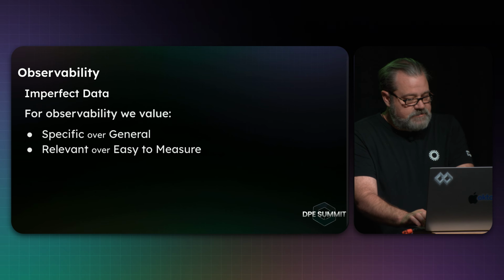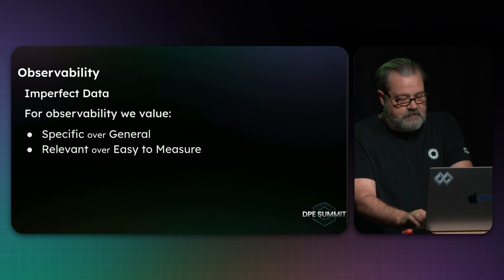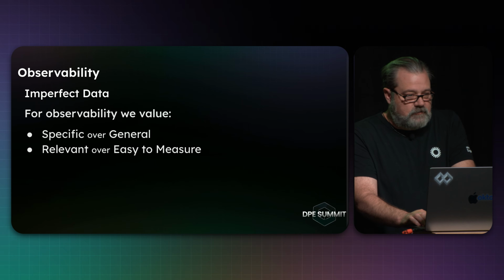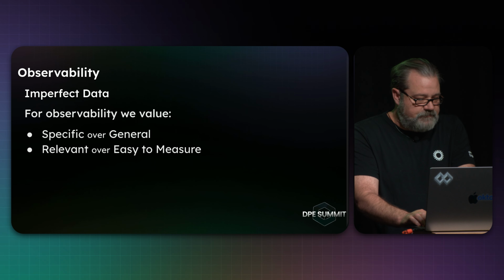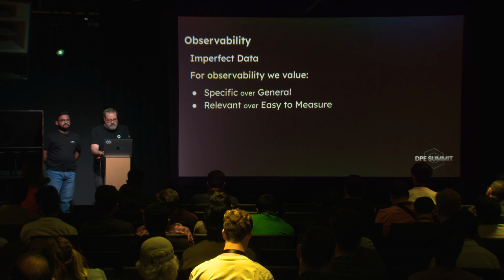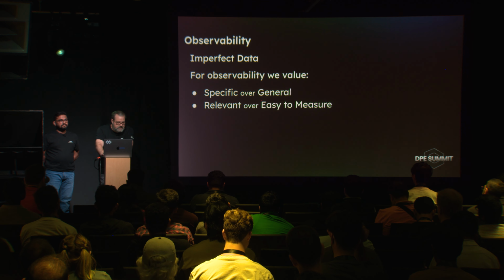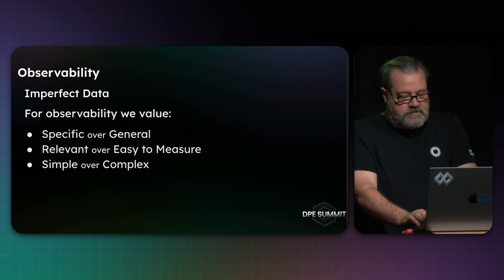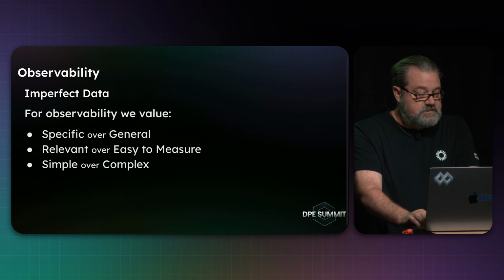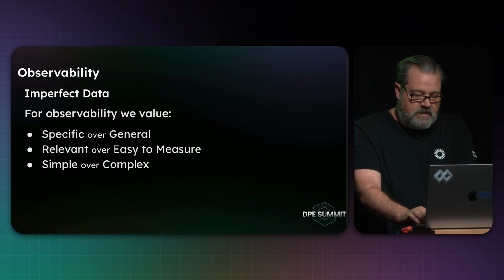Relevant over easy to measure. Measuring something just because it is easy to measure is a common pitfall. You could just look up the FLOPS benchmarks of the models of the laptops you have, which is interesting, but it's not what people are actually experiencing. Simple and explainable over complex and opaque. The most effective measurements are often the simplest, and they should be easy to understand and communicate.